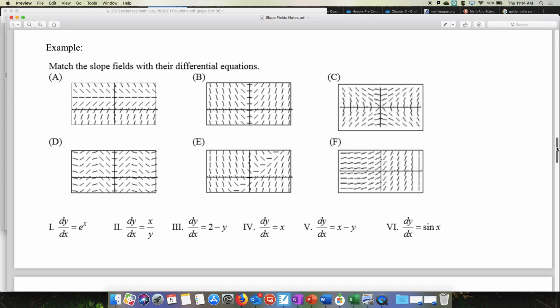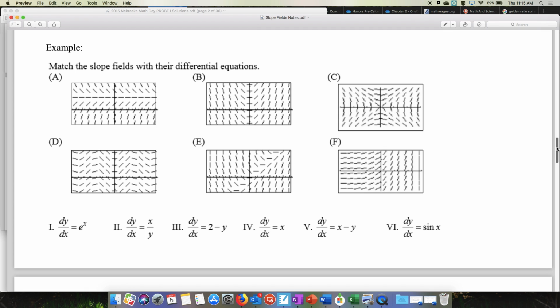How do you know that? Because when you plug in y equals 2, it's always going to equal 0. So when you plug in 2 here, it's always 0. I think 4 has to be. So really what you do is you just plug in the answers.